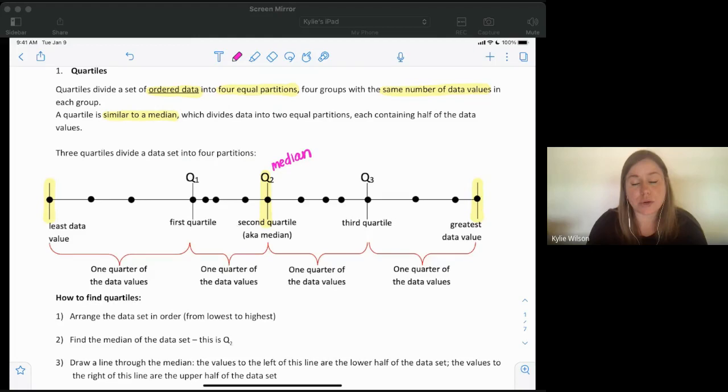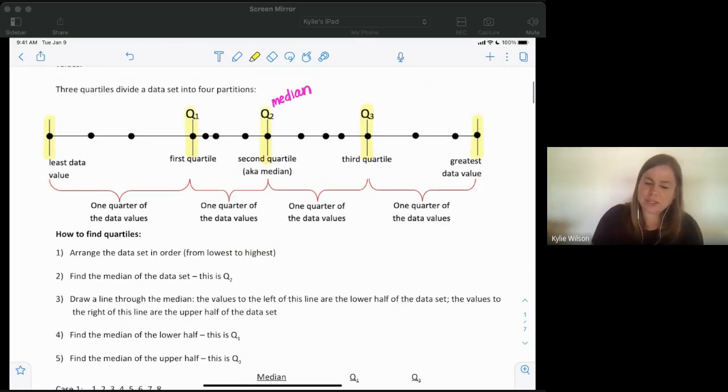Now, what we do from there is split this into 4 even pieces. I split this side into 2 with our first quartile, and I split this side into 2 with our third quartile. Now, in each of these partitions, we have a quarter of the data values because I split it evenly into 4 parts. So there's a quarter here, a quarter here, a quarter here, and a quarter there.